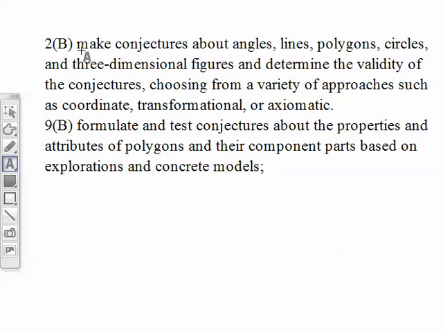Okay, what I've been doing here is using this last one here. Formulating and testing conjectures about properties and attributes of polygons and their component parts based upon explorations and concrete models. Now, you guys will get in your class several little things to play with. Look at those in the lesson. You've got to play with them a little bit. Sometimes they will help you understand how symmetry works. They'll help you understand how many sides on a polygon work. They'll help you understand the difference between regular and convex and concave. Make certain you're doing all of them because they do help you.